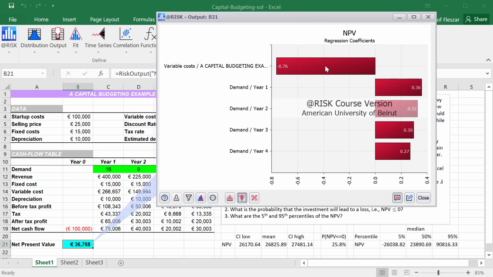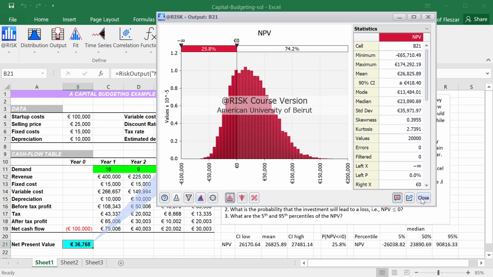And you can see as you increase the variable cost, it is affecting the net present value significantly negatively. And as you increase demands in year 1, 2, 3, 4, you're actually positively affecting NPV, right? Because higher demand means higher revenues. Also, you see that year 1 has more effect than year 2, and so on. So there is a decreasing effect as you go through the years. So these are some additional outputs that you can see.